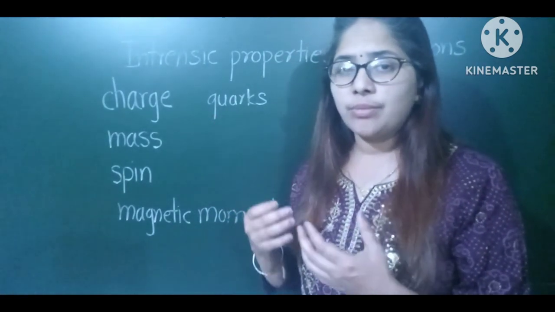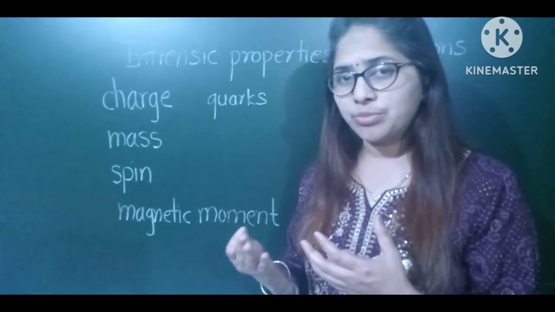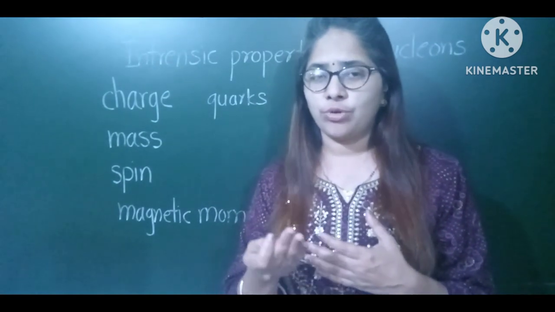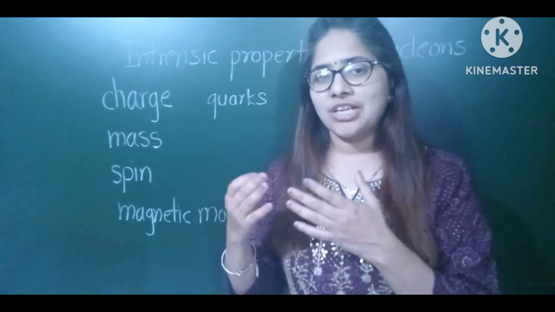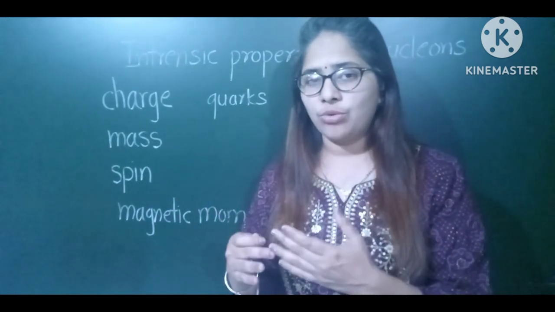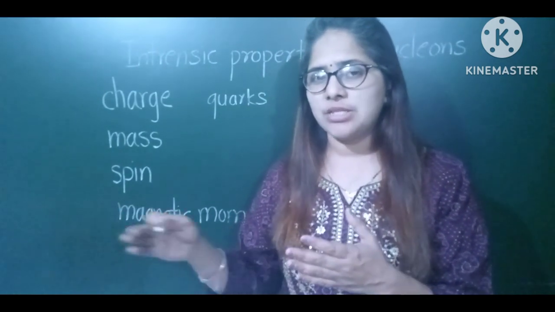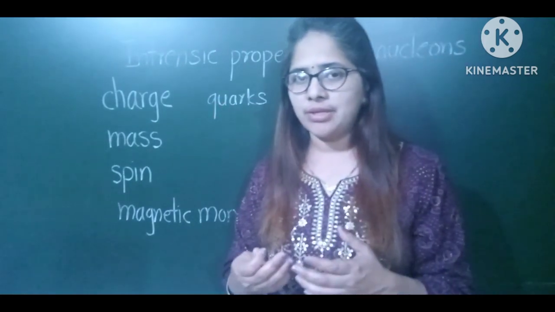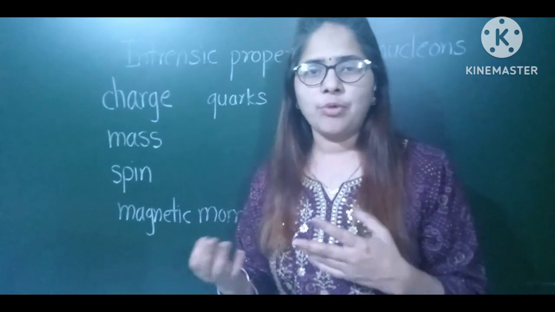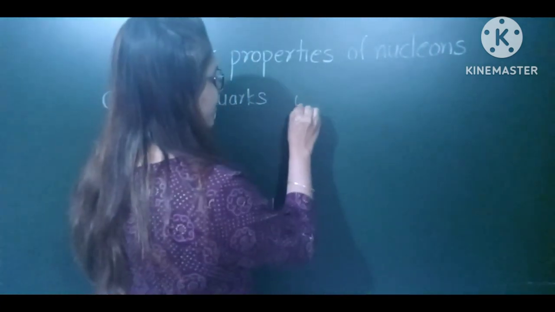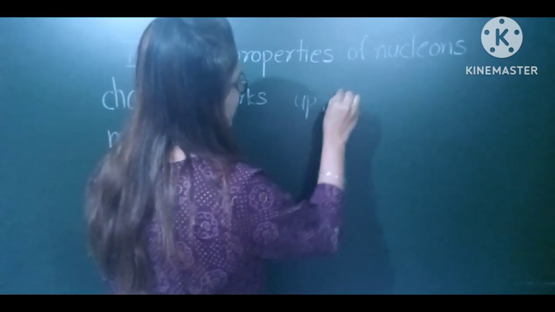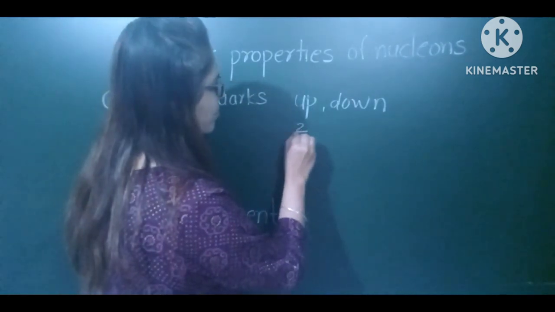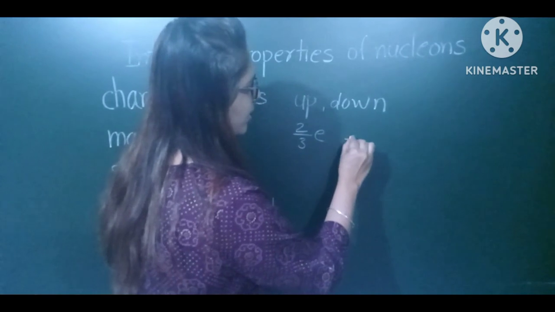Basically there are two types of quarks, up quark and down quark. We also have charm, top, bottom and strange quarks, but these are just heavier versions of the up quark and down quark. As we go along our syllabus, you will come to know in detail about these quarks. Right now just remember that there are two types of quarks, up quark and down quark. So let me write it here. The up quark has a charge of plus 2/3 electronic charge and the down quark has minus 1/3 electronic charge.